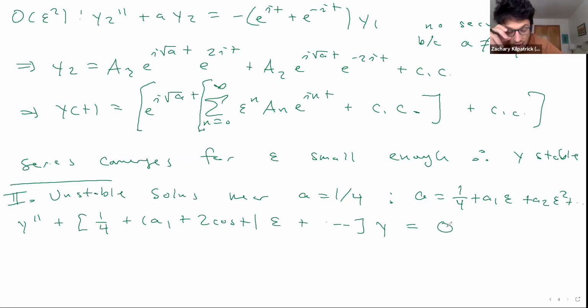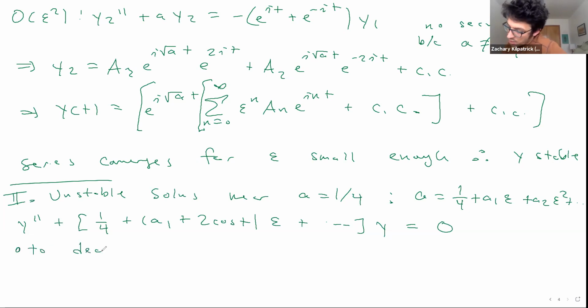Now, this approach works for small enough epsilon, and also excluding certain terms in a. But if we want to draw these stability boundaries that are going to be relevant to higher order and longer time scales, and for epsilon away from the boundary, then we need to look at these long time scale behaviors.